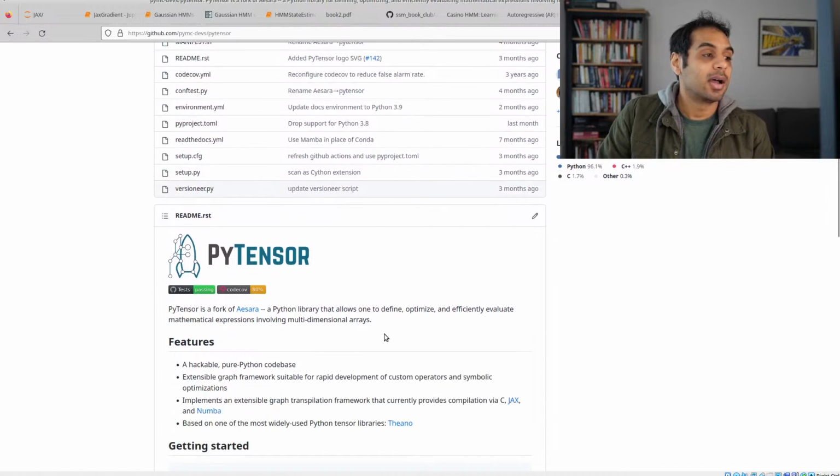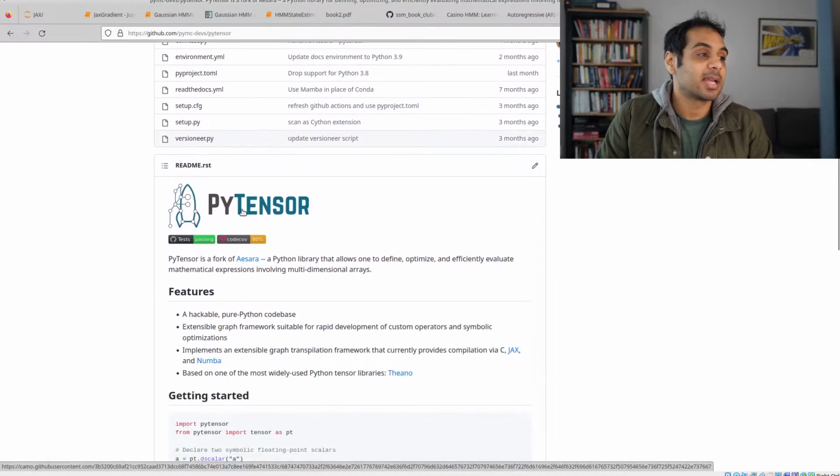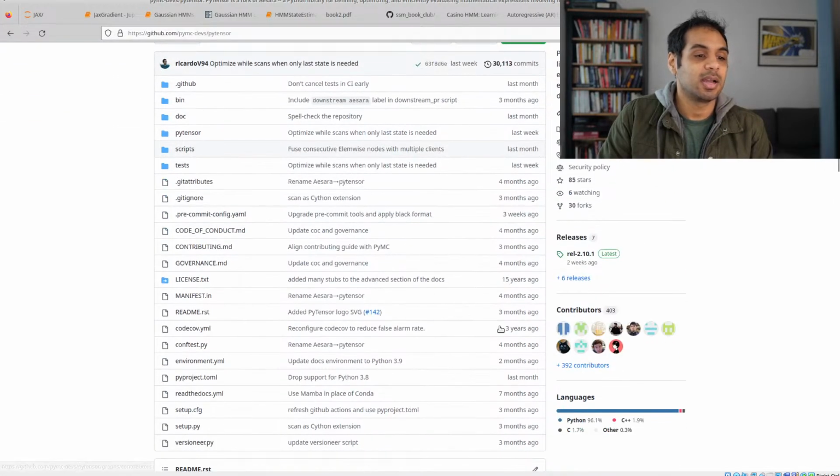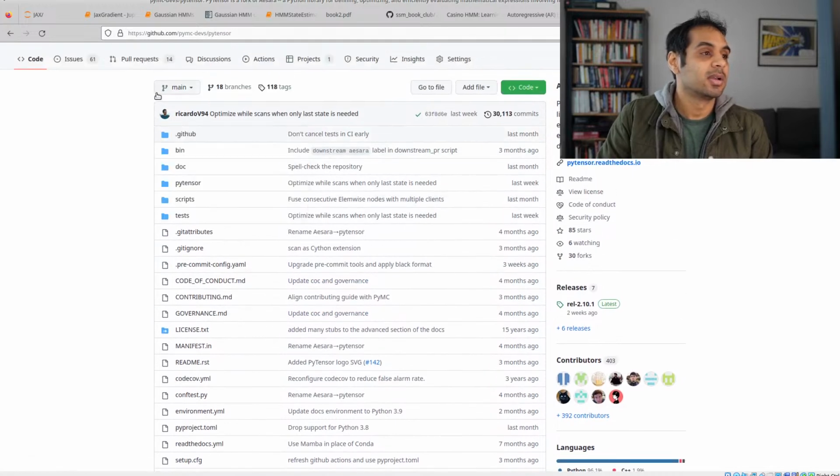So all that being said, I actually am very excited about the future of PyTensor. The folks that are working on it, like Ricardo, Virgil, and the others that you see here, are absolutely just incredible people.